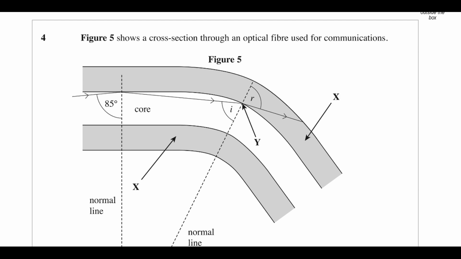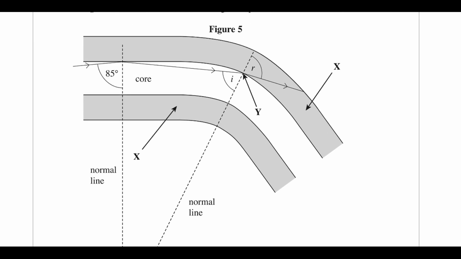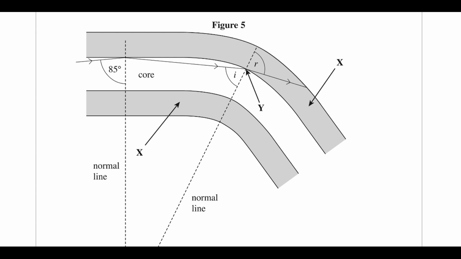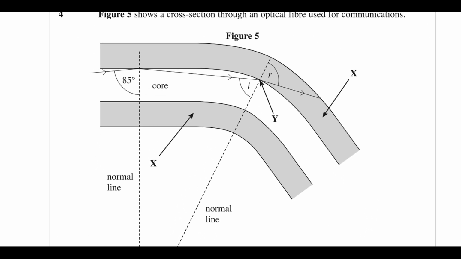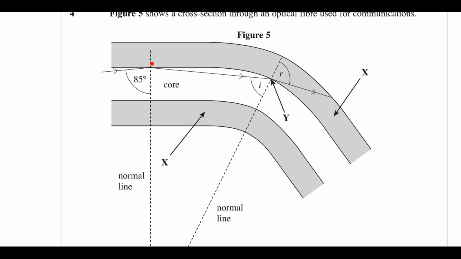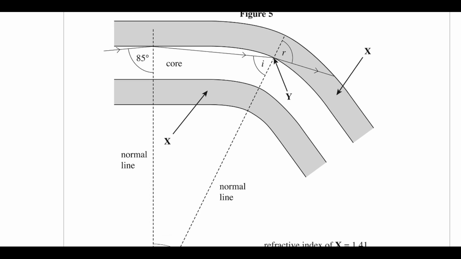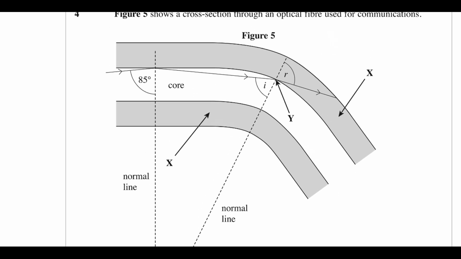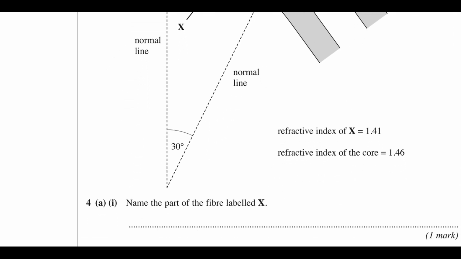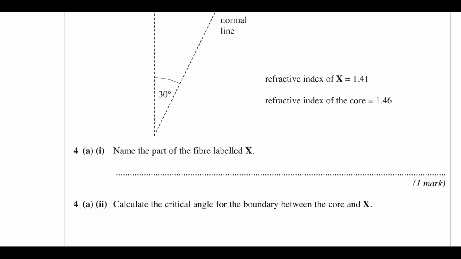Okay, so we're looking at a cross-section of an optical fibre, so we're going to do some total internal reflection in this question. We've got an angle of incidence shown up here. We've got another one over by Y. We've got some stuff labelled X and Y. Okay, let's have a look. We've got some refractive indices.